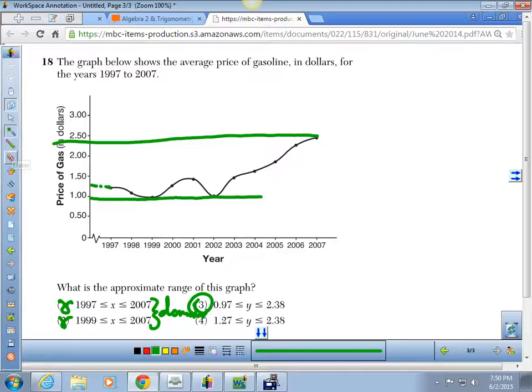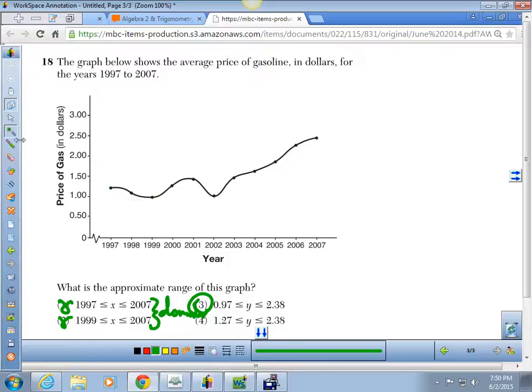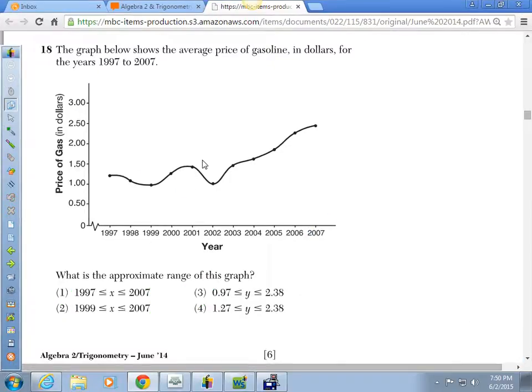Now what would the domain be on this one if they asked the domain? Where do my x values start and where do they end? 1997 to 2007 would be the domain. Okay, but the range is specifically the y values. Questions, domain, range? Is this a function? Is this graph a function? Yes, what does it pass? Passes the vertical line test, right? That would be a function.